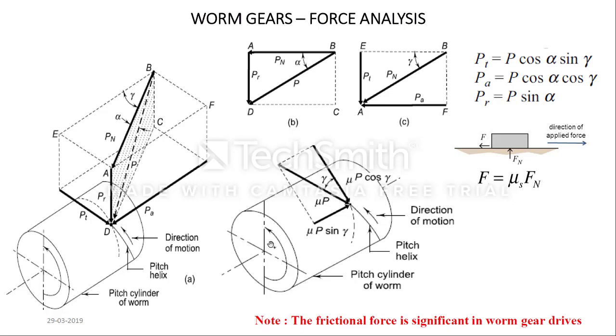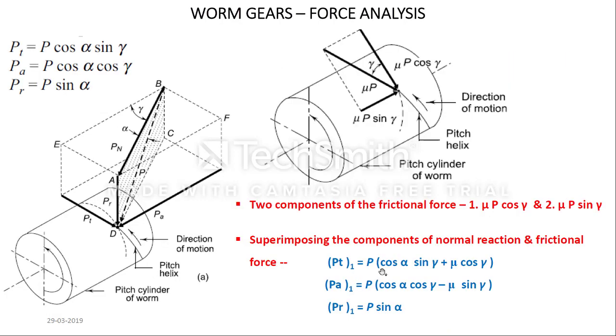As we know, worm and worm wheel are not a rolling contact pair. Most of the contact is sliding contact, so there will be some friction, and this resultant force P will be opposed by a frictional force in the direction like this, mu into P, and the angle made with the normal is gamma, this angle. Again this frictional force can be resolved into two components, mu P sin gamma and mu P cos gamma. We can use these two components and add them by superimposing like this.